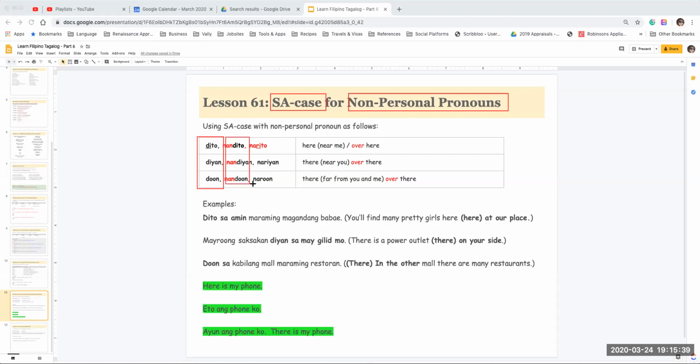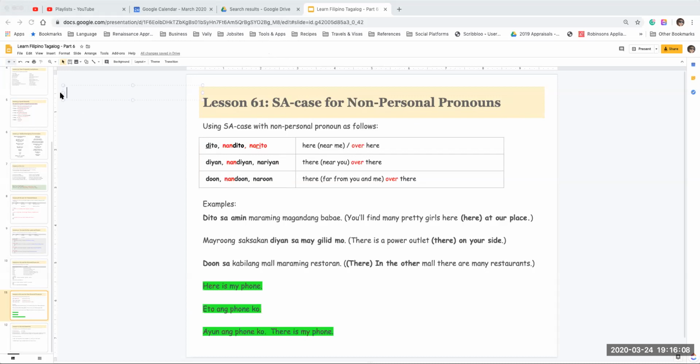The second group is just the same, if you notice, we just added some prefixes. The second group is just another way to say nandito. Instead of saying nandito, narito, it's kind of a little bit more slang. Nandiyan or nariyan. So how do we use this?